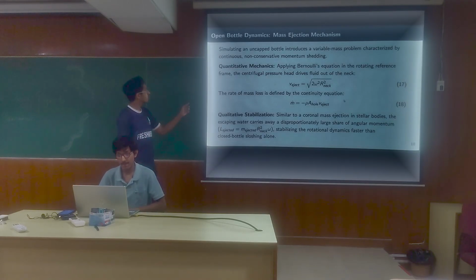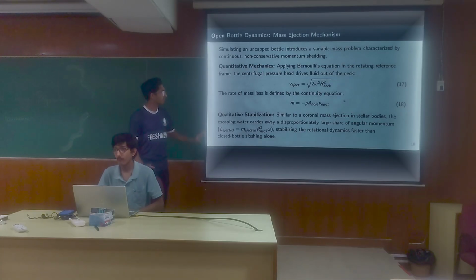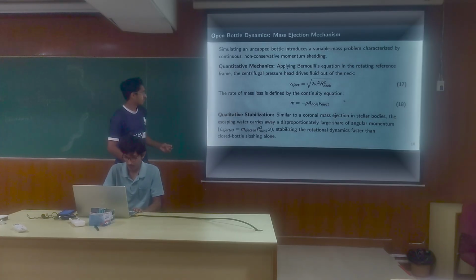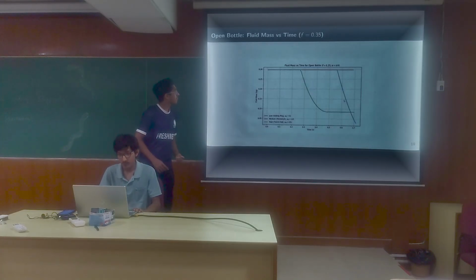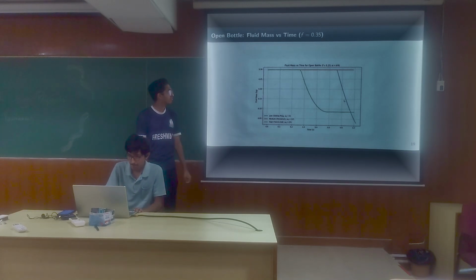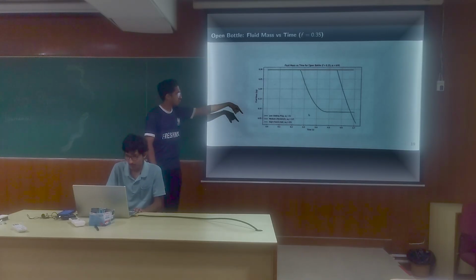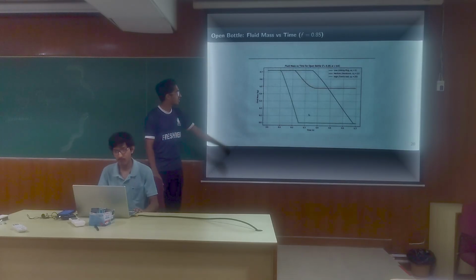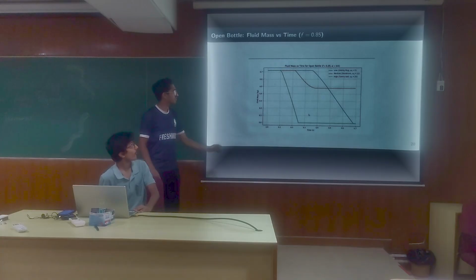Now moving on to open bottle dynamics, we have used a simple model, where the rate of mass ejection is minus rho A v eject. And this is the graph which we have plotted for fill fraction equal to 0.35 and angle as pi by 4. So you can see the mass dependence for different ranges of velocities: high, medium, and low.